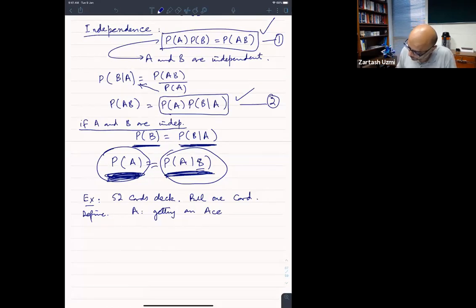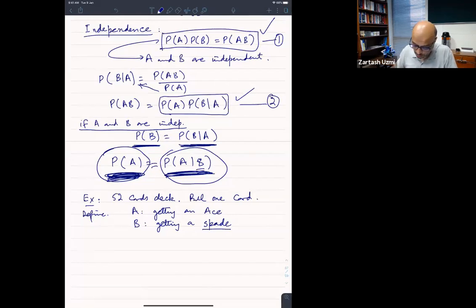They also define B as the event getting a spade. And there are 13 spades. You have 52 cards. There are 4 suits: spades, club, heart, and diamond, and one of them is spades.